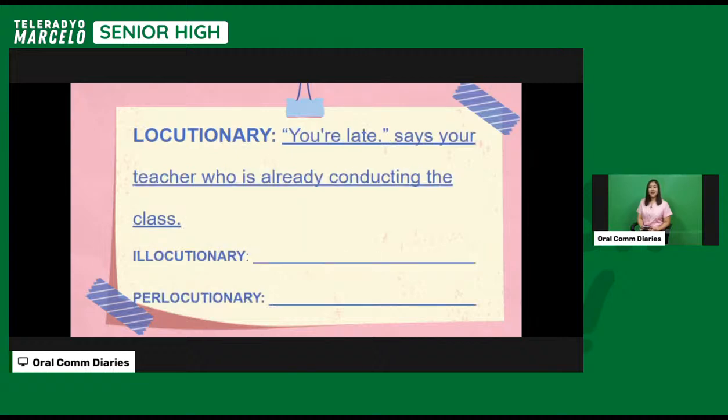The locutionary speech act for the first number is "You're late," says the teacher who is already conducting his or her class. What is the illocutionary and perlocutionary speech act for that statement?